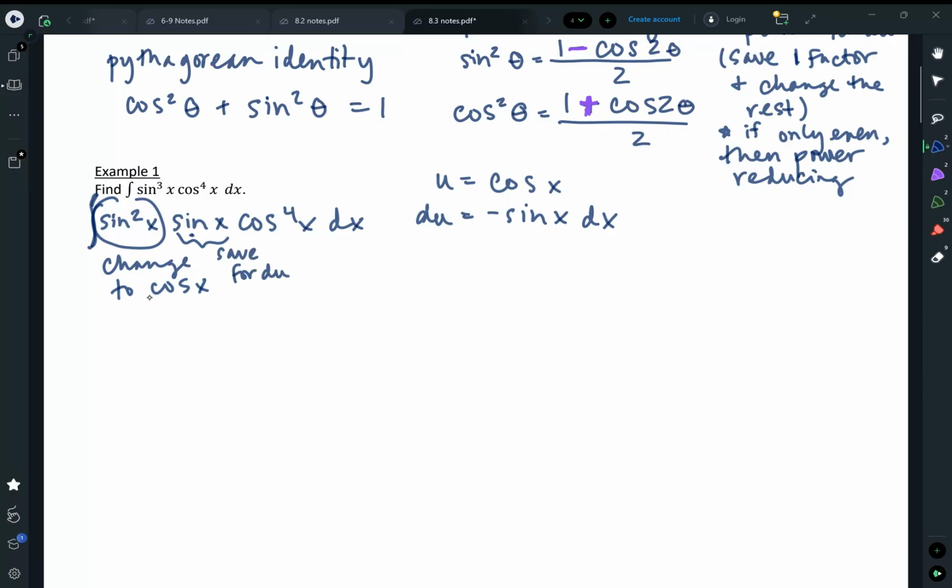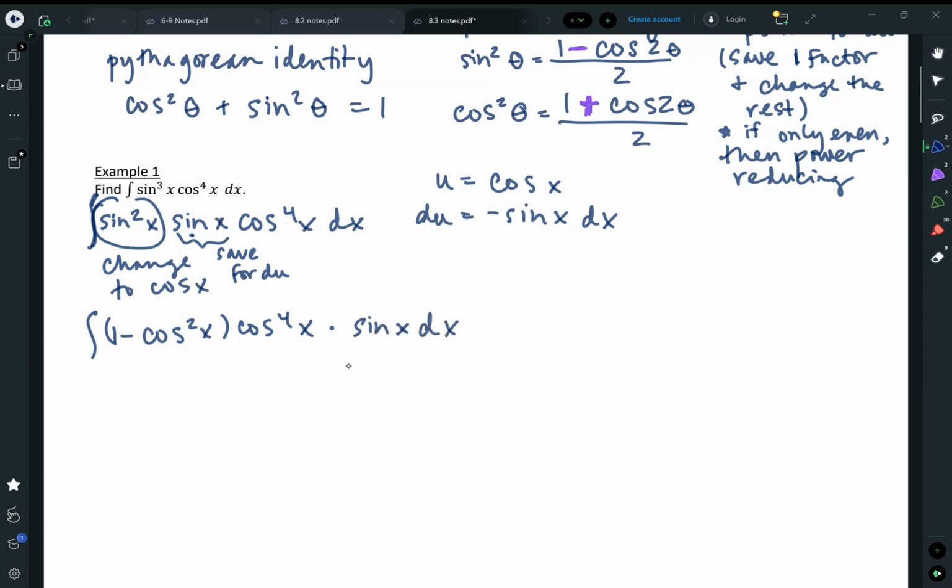And because I'm converting this one to cosine x, I already have some cosine x there. They're all going to go together. So let's go ahead and use our Pythagorean identity here. I wouldn't want to do power reducing if I can do Pythagorean. It's only squared. So sine squared x is going to be 1 minus cosine squared x. And then I'm going to write the cosine to the fourth power x, and then times my sine x dx.